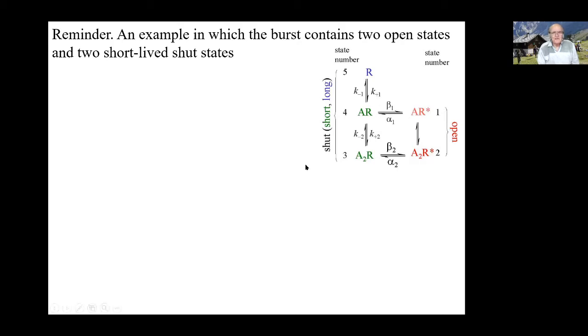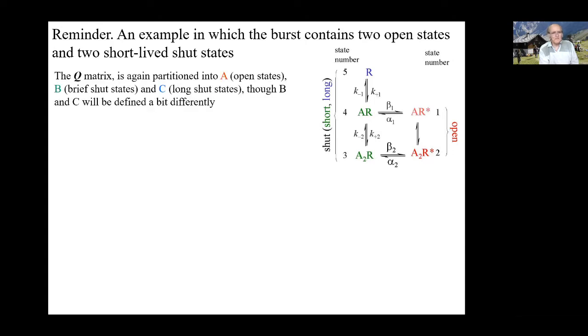We'll use this by now rather familiar mechanism as an example: binding of two agonists sequentially to a channel, and opening when it's either monoliganded or biliganded. It's too simple to account for any known channel, but its simplicity is a virtue for exploratory and explanation purposes.